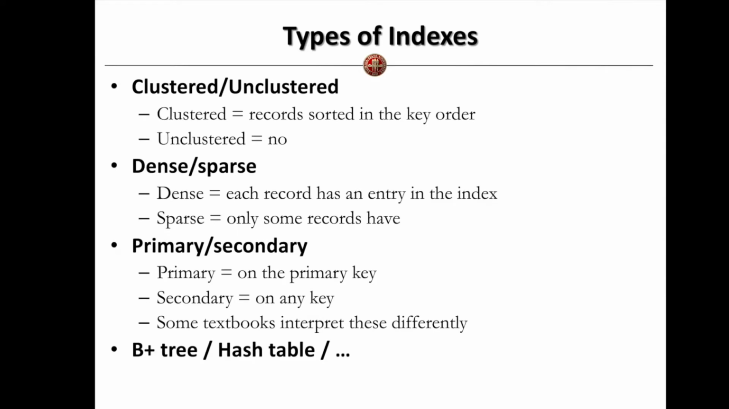Some textbooks also interpret them differently. Besides these types, we can also have B+ trees and hash tables, which are also different types of indexes we can use in database systems. So this is the categorization of these indexes.